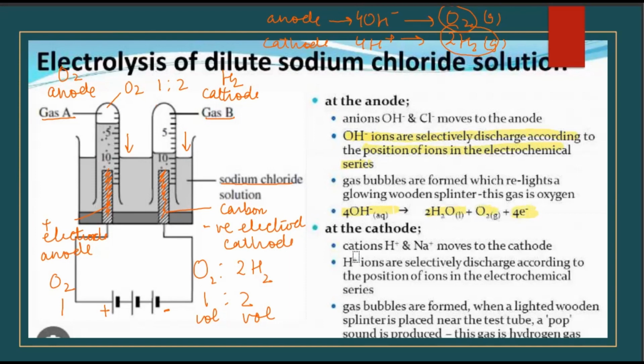Now, what will happen at the cathode? The hydrogen and sodium ions both will be moving toward the cathode, but only H⁺ will be selectively discharged because of its position. It's below sodium, so it can easily accept the electron. The gas given because of the hydrogen ion is hydrogen gas. So this is about the electrolysis of dilute sodium chloride.